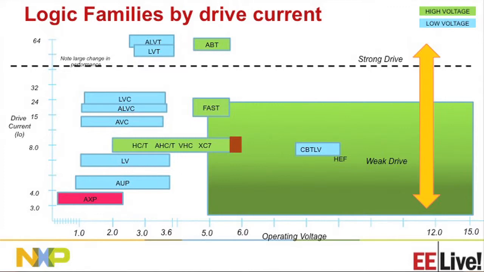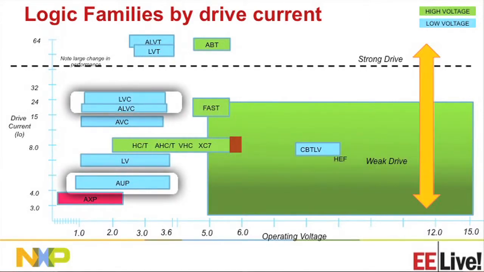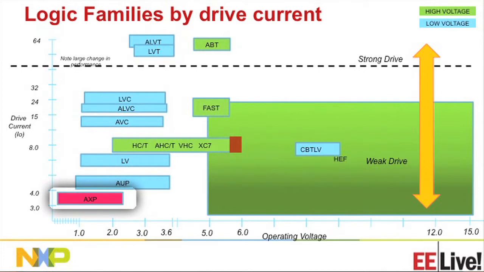And then you would expect lower output drive for low voltage and low power families like AUP, AVC, and LVC, which have been in the logic families for about 20 to 25 years. Our latest logic family is AXP, as I mentioned. We launched this about 6 months ago. The output drive is limited to 4 milliamps, but it operates down to 0.8 volts. So it's more suitable for newer applications, portable applications like smartphones, tablets, etc.